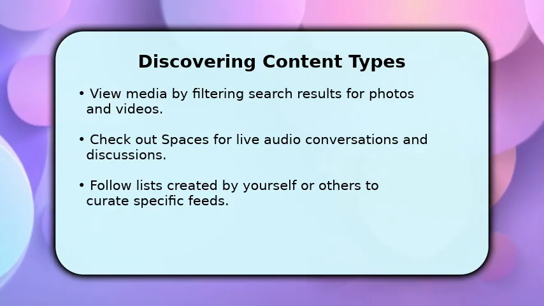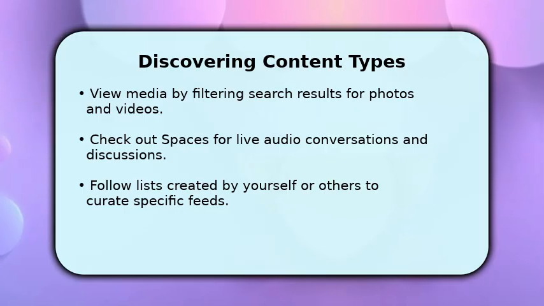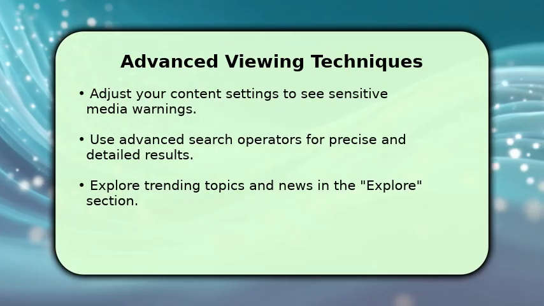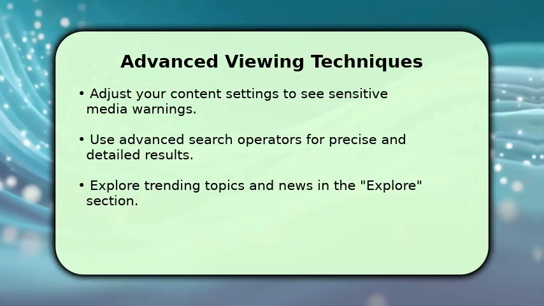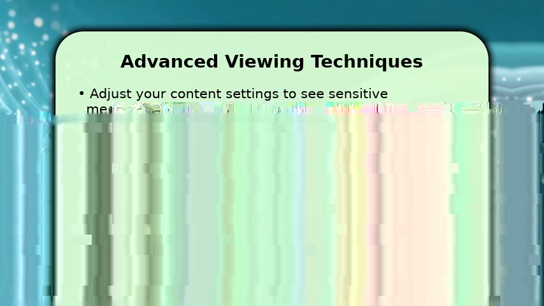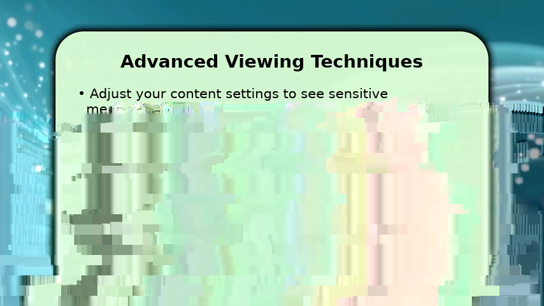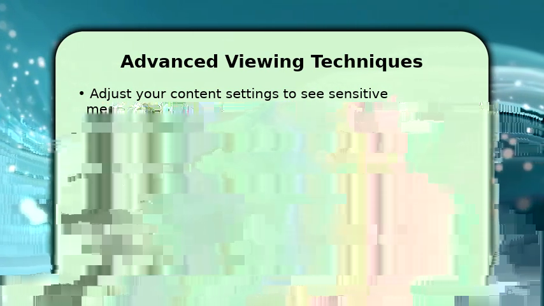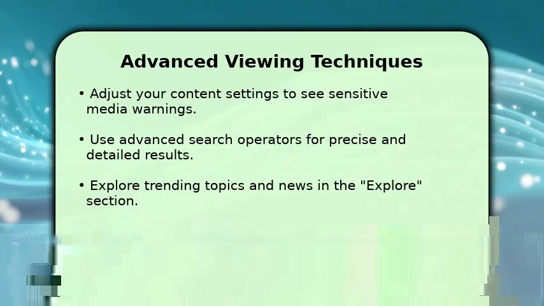Creating or following lists is another powerful way to organize your feed, allowing you to see posts from a curated group of accounts on specific subjects. This helps you focus on particular interests. For more control, adjust your content settings to manage sensitive media warnings, ensuring you see what you prefer. Employ advanced search operators like from username or minfaves 500 to refine your searches for highly specific results.